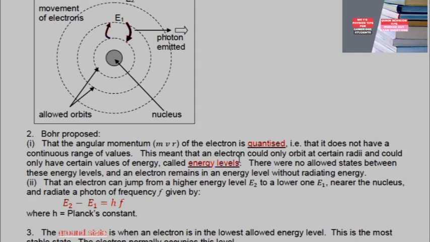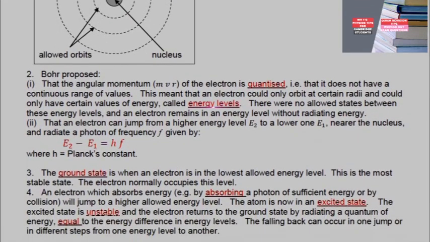This meant that the electron could only orbit at certain radii and could only have certain values of energy called energy levels. There were no allowed states between these energy levels, and the electron remains in an energy level without radiating energy. Bohr also proposed that an electron can jump from a higher energy level E2 to a lower energy level E1 nearer the nucleus and radiate a photon of frequency f given by E2 minus E1 is equal to hf, where h is Planck's constant.